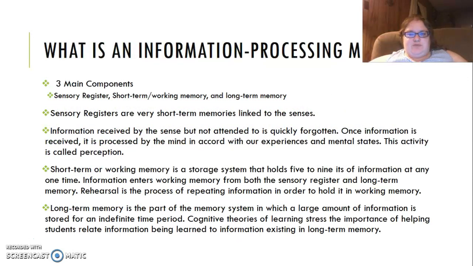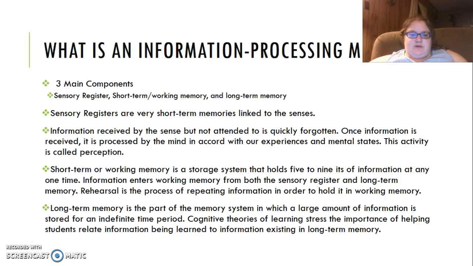What is an information processing model? The information processing model has three main components: sensory register, short-term memory, also known as working memory, and long-term memory. Sensory registers are very short-term memories linked to the senses. Information received by the senses but not attended to is quickly forgotten. Once information is received, it is processed by the mind in accord with our experiences and mental states. This activity is called perception.